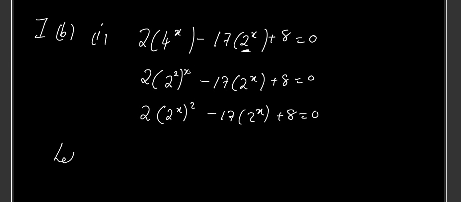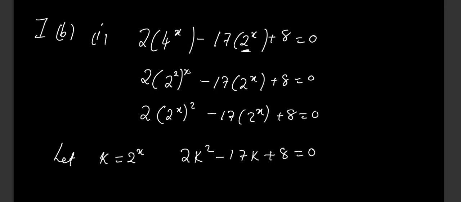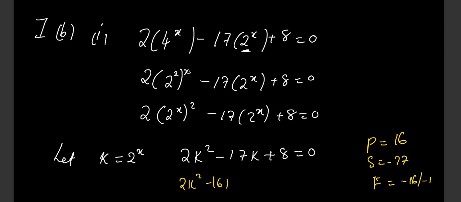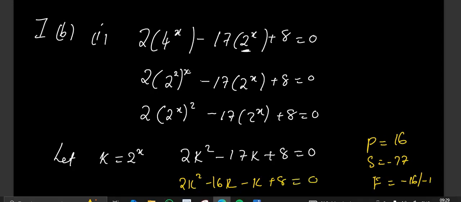From here, we can let k be equal to 2 to the power x, so that we now have k squared minus 17k plus 8 is equal to 0. We want it to be a quadratic. Then we're going to solve this the normal way. The product is 16 and the sum is negative 17, meaning the factors could be negative 16 and negative 1. So this will be k squared minus 16k minus k, then plus 8 is equal to 0.